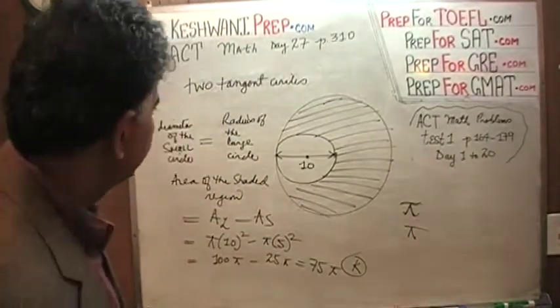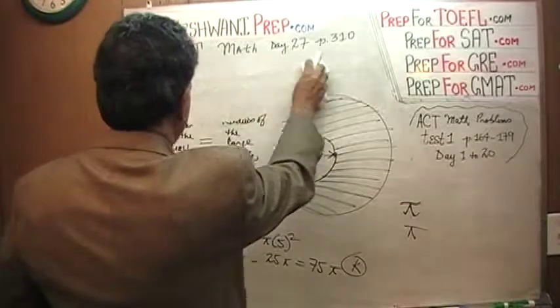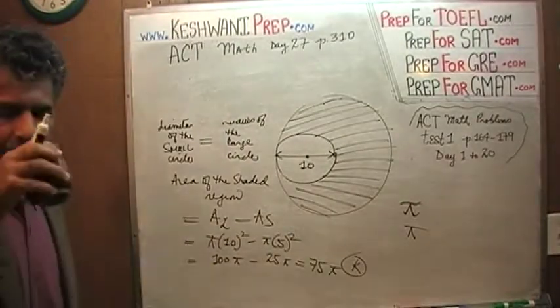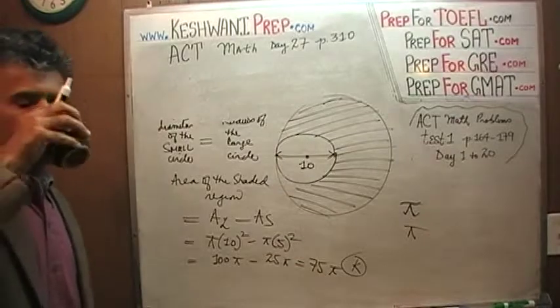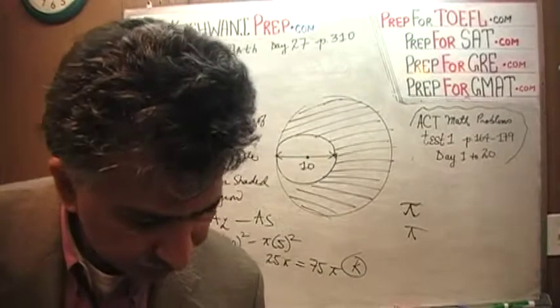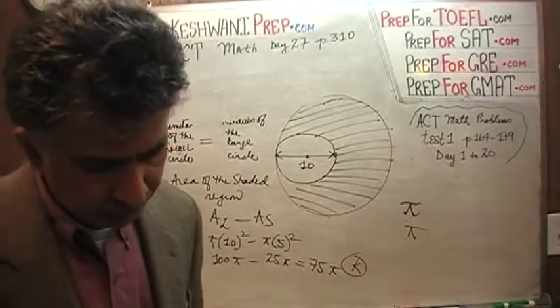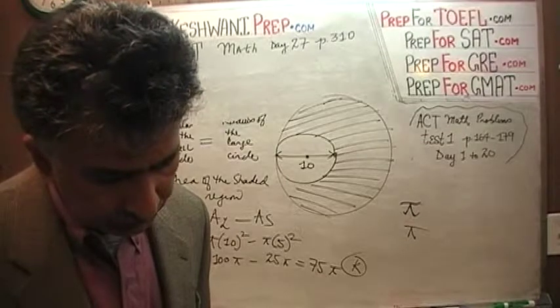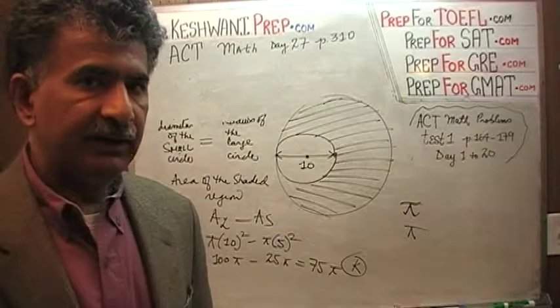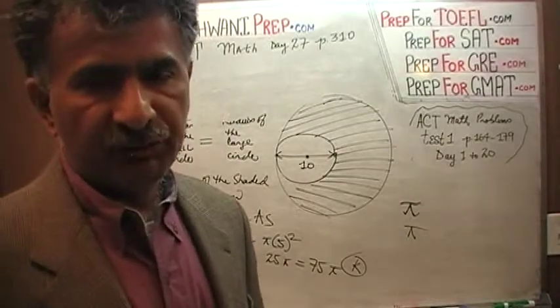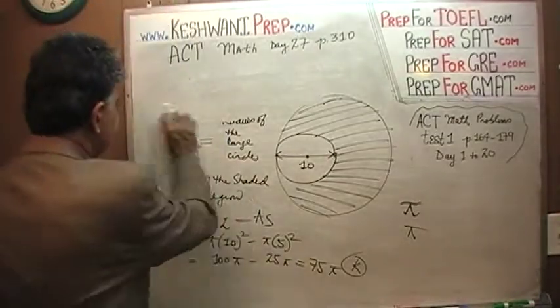Number 31. The last one on the page. Number 31. We are told, it says, which of the following sets of three numbers could be the side length in meters of a 30, 60, 90 triangle. They just want to know if you know your 30, 60, 90 triangle. Let's find out, shall we?